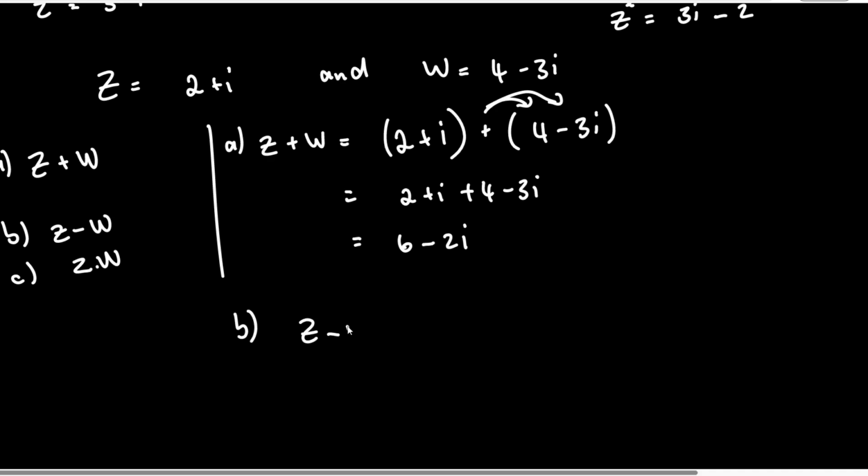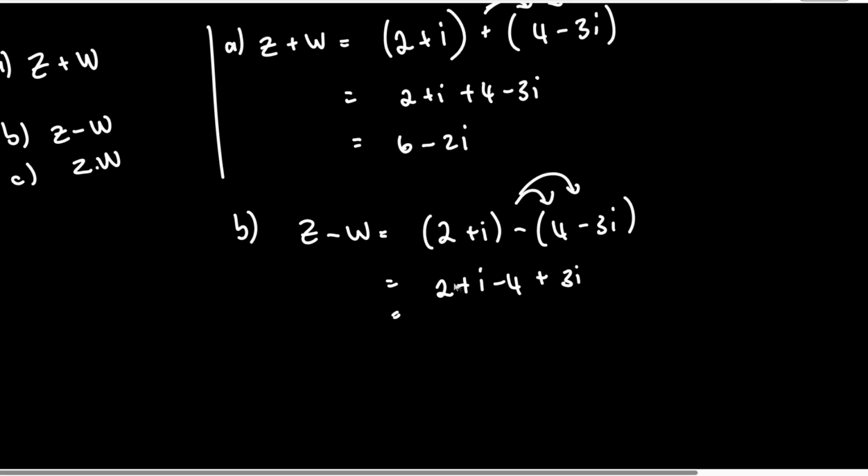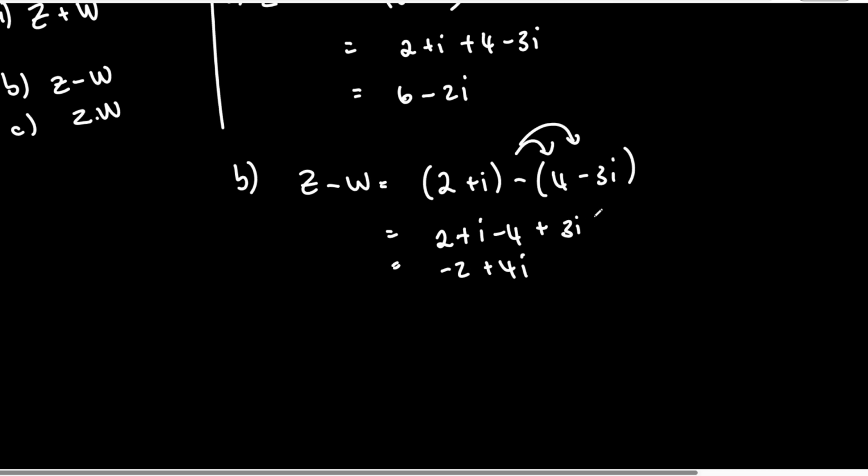So let's say we got z minus w. Again, very, very straightforward. Basic. You learned this in grade 4. We just distribute the negative symbol. Every single symbol on the inside flips around. So that's going to be minus 4 plus, 2 negatives makes a positive, plus 3i. So we have, what's that? Negative 2 plus 4i.